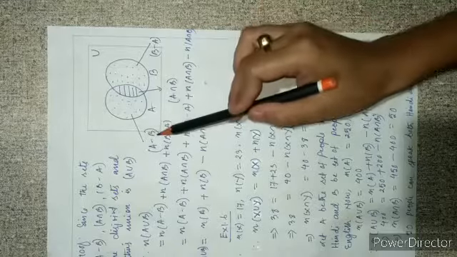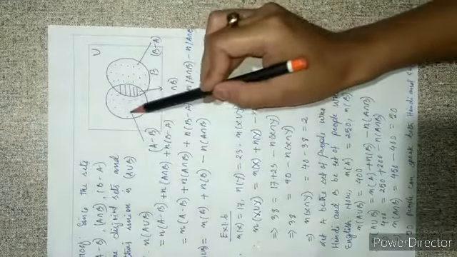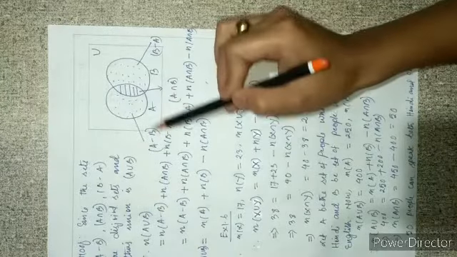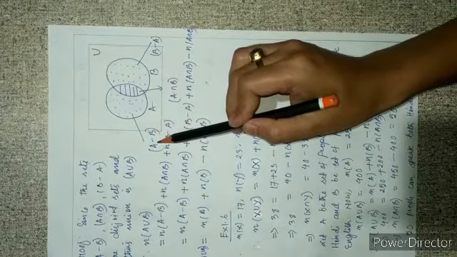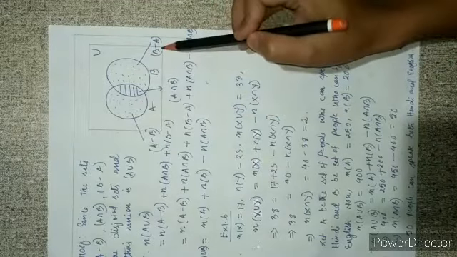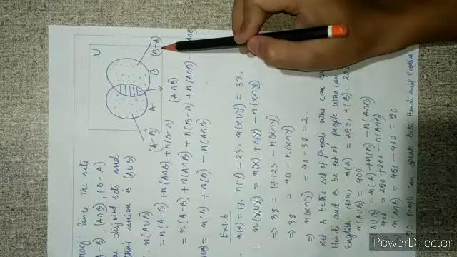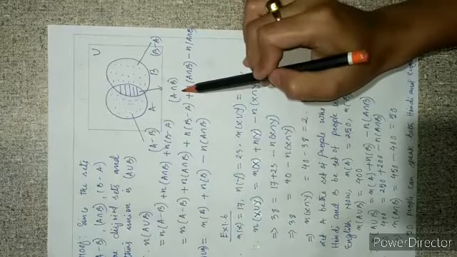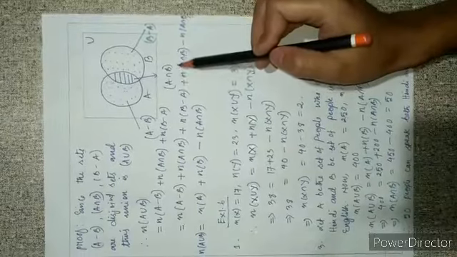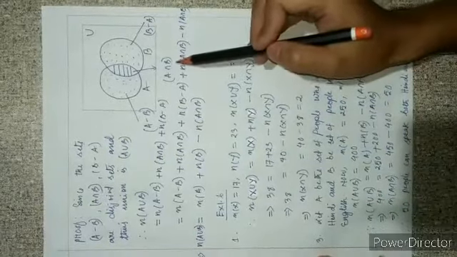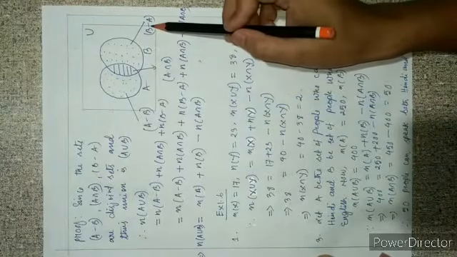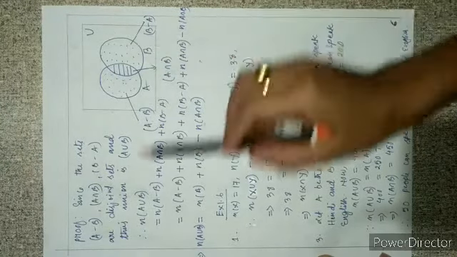From the definition of difference of two sets, this dotted region represents A minus B, and the dotted region on the right side represents B minus A. And this middle region is A intersection B. From the diagram we can see A minus B, A intersection B and B minus A.